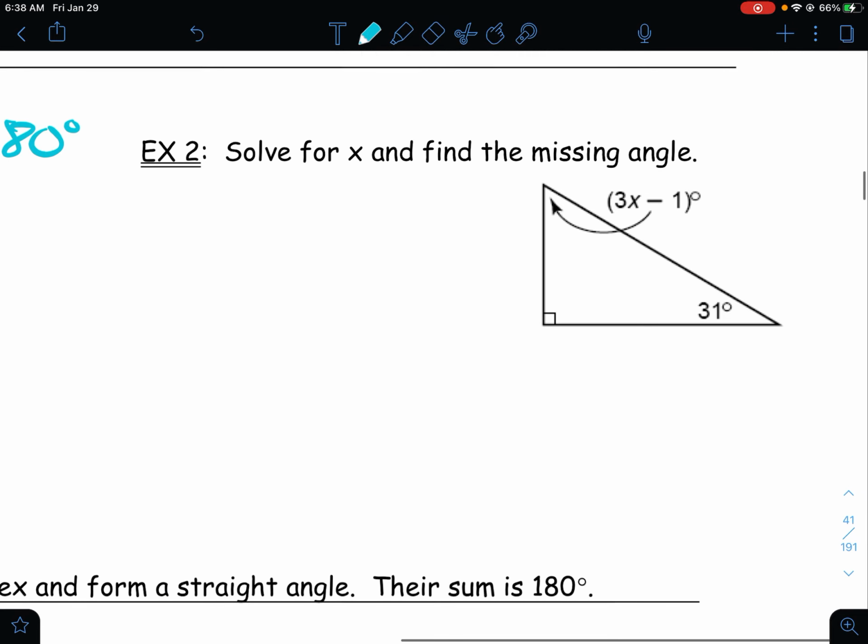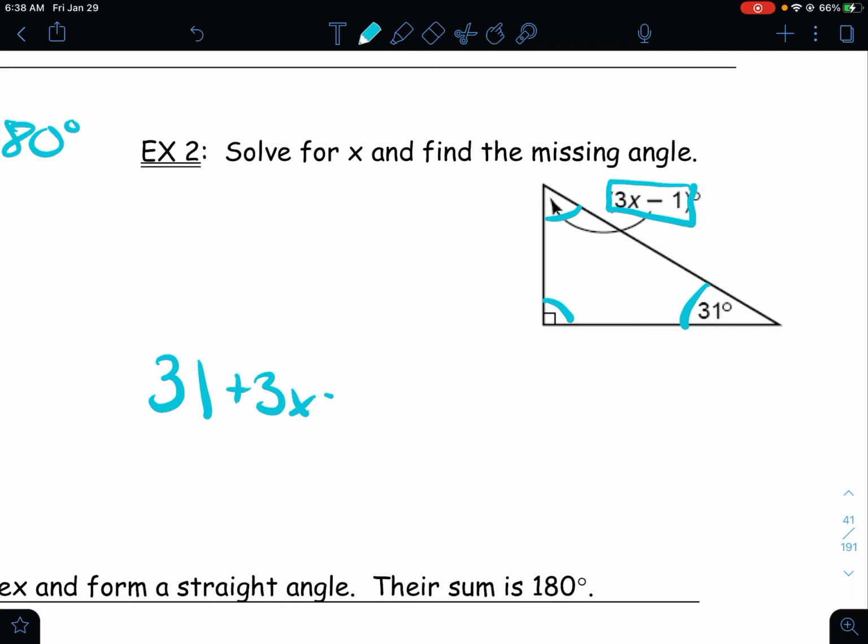All right, now we got example 2. It says solve for x to find the missing angle. So again, we could use the idea that all of these angles inside of the triangle need to add up to 180. All right, so I've got 31. And what I can do is, even though this isn't an actual angle measure, I could just say 3x minus 1. So we're adding in whatever that angle is equal to, which is 3x minus 1.